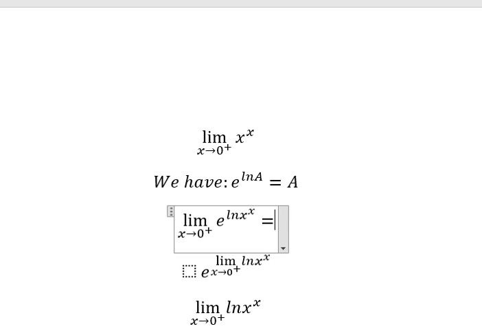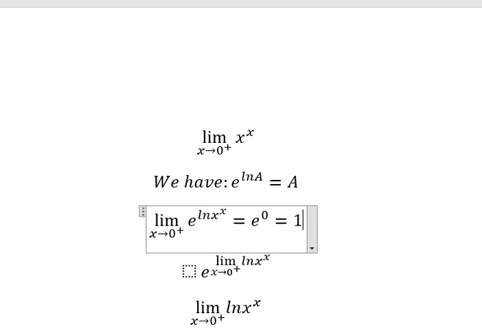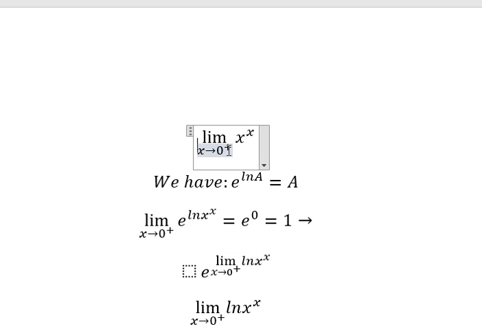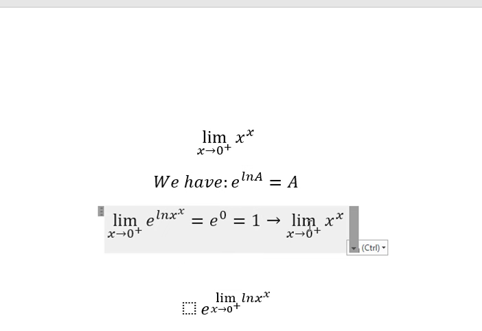So we will have e to the power of 0. And you got number 1. That means the limit of this one equals number 1.